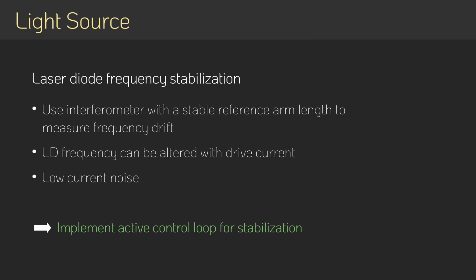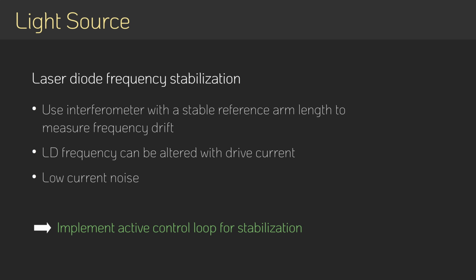To mitigate the drawbacks of laser diodes, their output frequency must be stabilized. This is accomplished by adding a second measuring arm to the interferometer using a material with low thermal expansion. This arm provides a stable reference length, and any phase shift observed here is a result of a change in the wavelength of the light source.